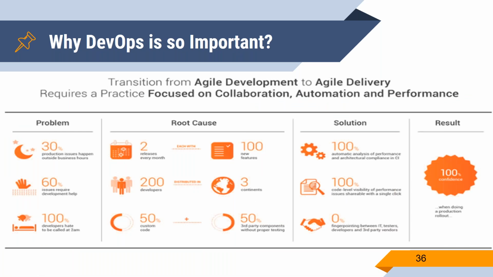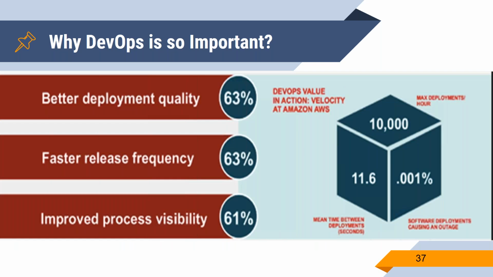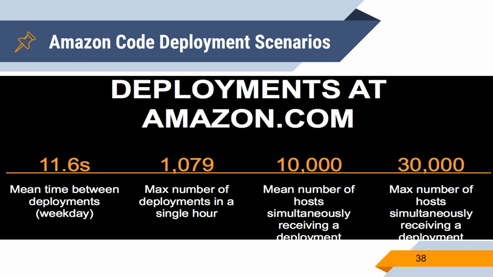And these are the numbers. Using DevOps, Amazon, every 1 minute they are deploying more than 1,000 services in their production environment. And better deployment quality, we can increase by 33%, with faster, more frequent releases and improved process visibility. Everything is transparent in DevOps here.